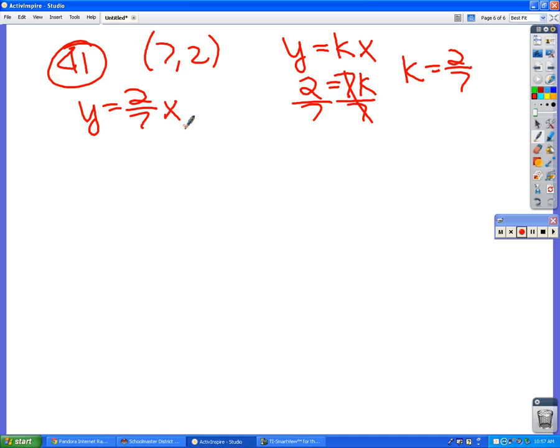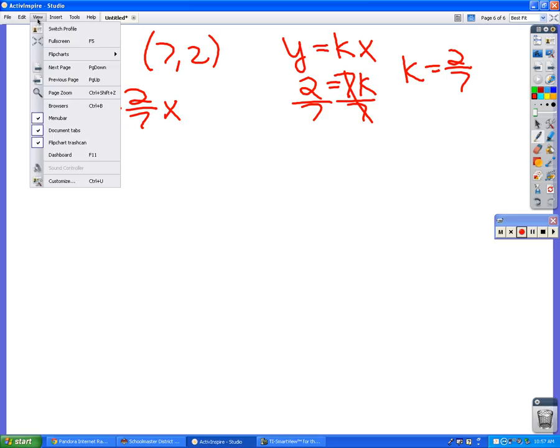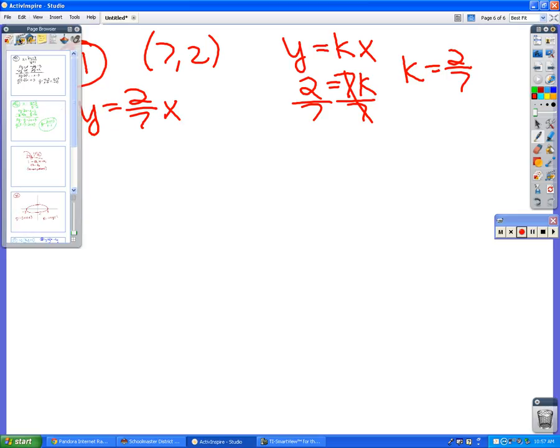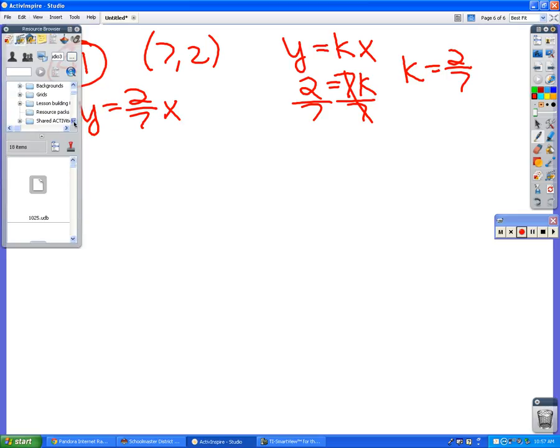Okay, so y equals 2/7 x is your equation, and then now we are asked to graph this, and you can make a quick little sketch of this on your paper. It won't hurt you.